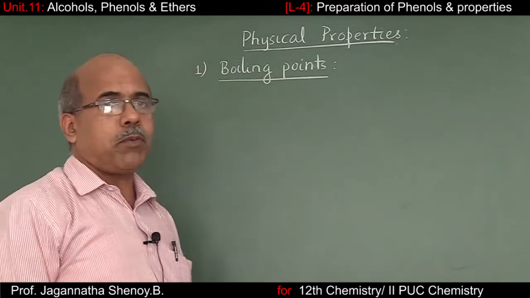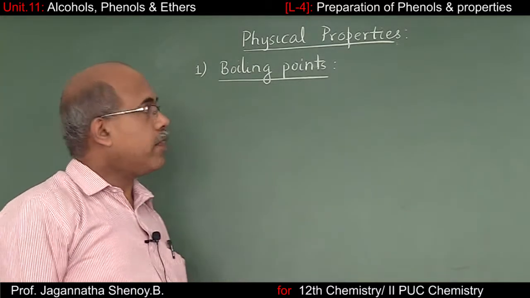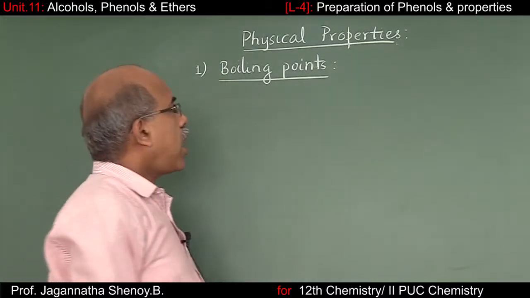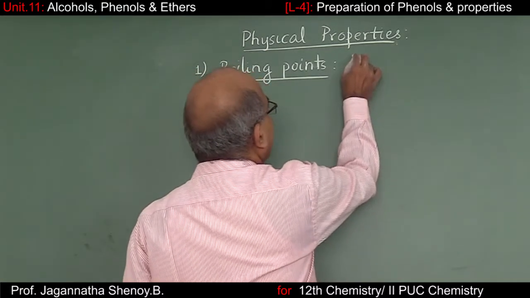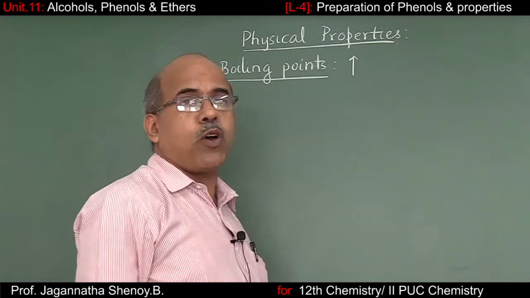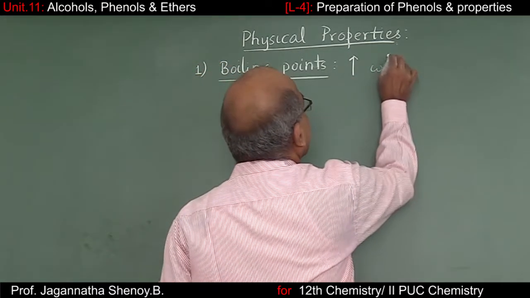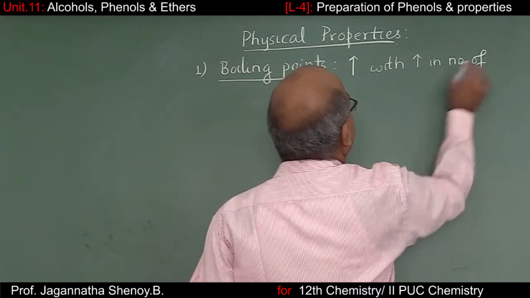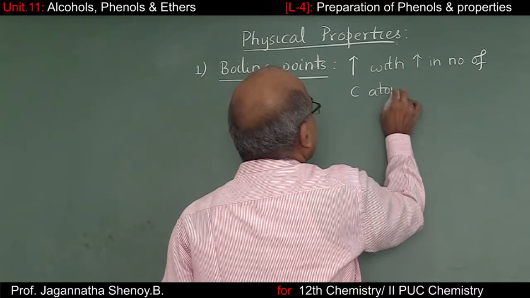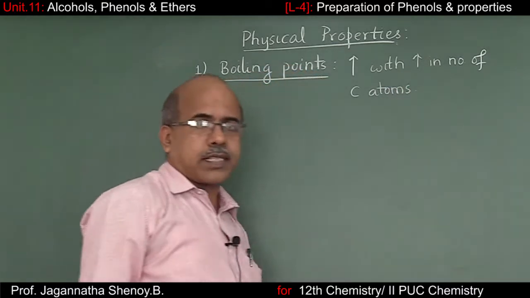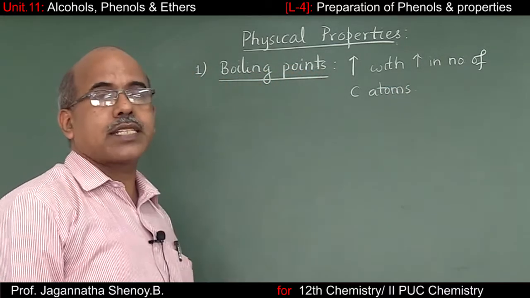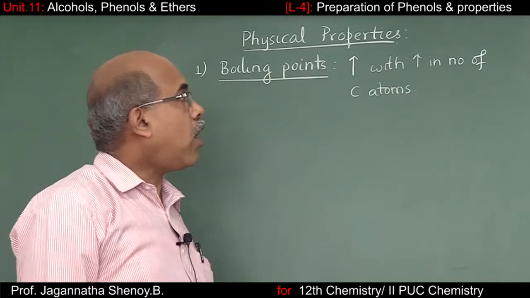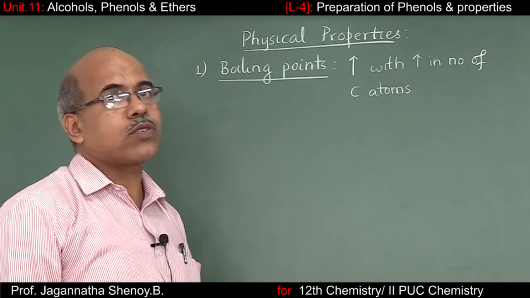We will start from the physical properties of alcohols and phenols. The first physical property we are going to consider is boiling points. It's observed that the boiling points of alcohols and phenols keep on increasing with an increase in the number of carbon atoms. The meaning is the boiling point of ethanol is greater than that of methanol. The boiling point of butyl alcohol is greater than that of propyl alcohol, and so on.